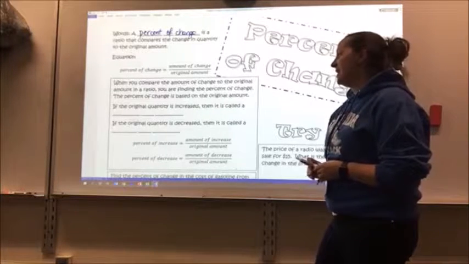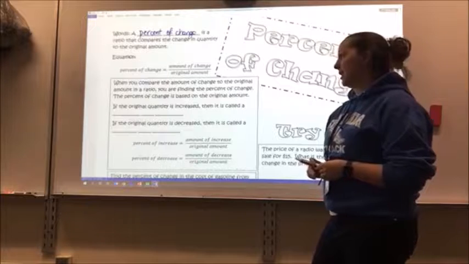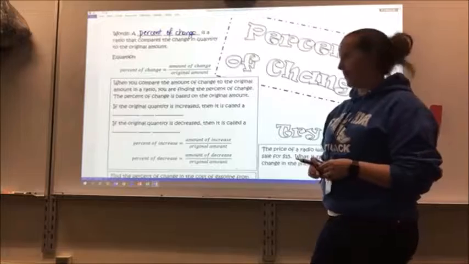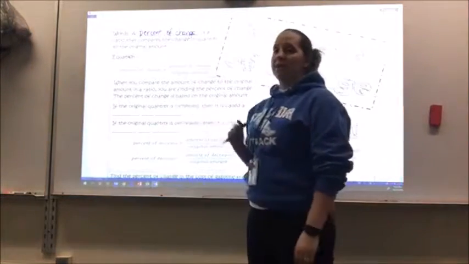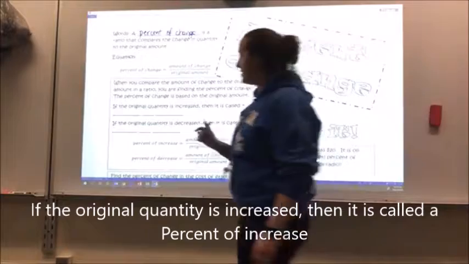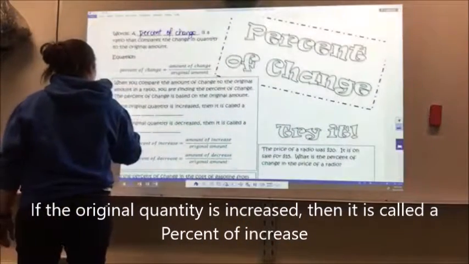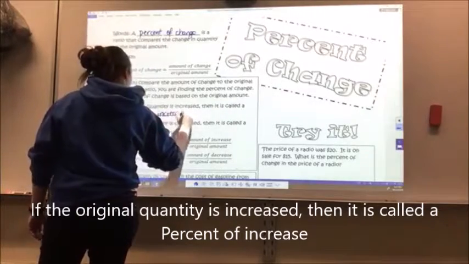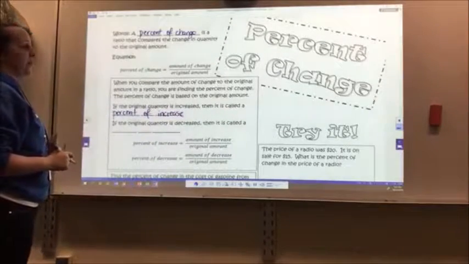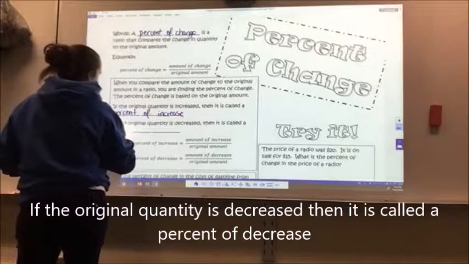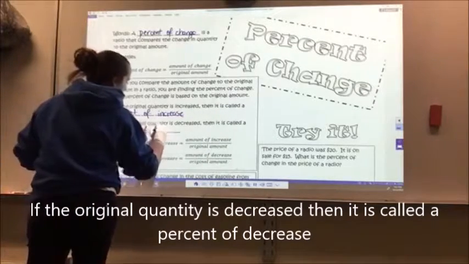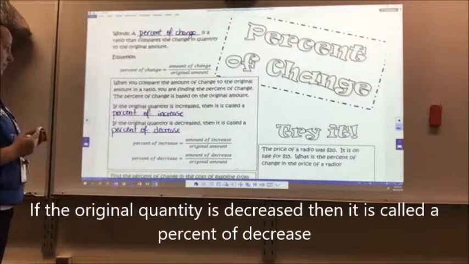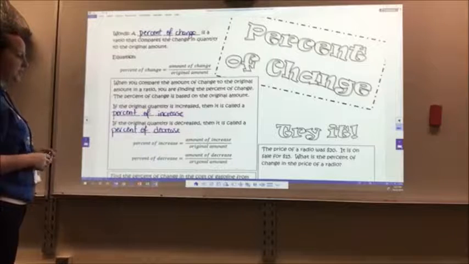If the original quantity is increased, then it is called a blank, blank, blank. If the original quantity is decreased, then it is called a blank, blank, blank. So, if it's increased, it's called a percent of increase. And if it's decreased, it's called a percent of decrease. So increased is percent of increase, decreased is a percent of decrease.